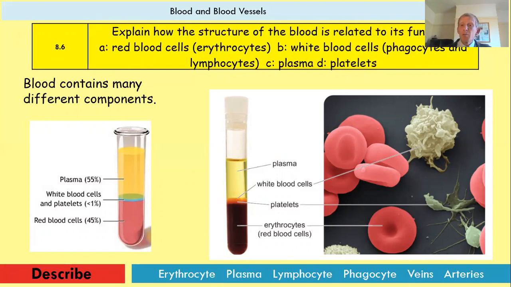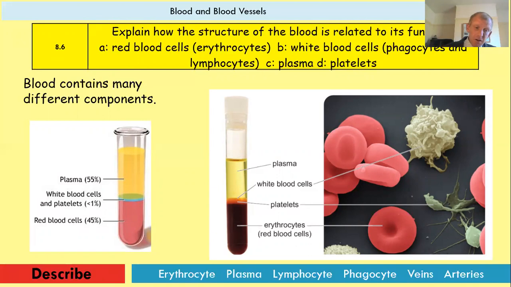The next part of your blood is red blood cells, or erythrocytes. These represent 45% of all your blood, and their main function is to transport oxygen around your body to all the living cells of your body. Every living cell of your body requires oxygen so it can respire, produce energy, and go about its function.